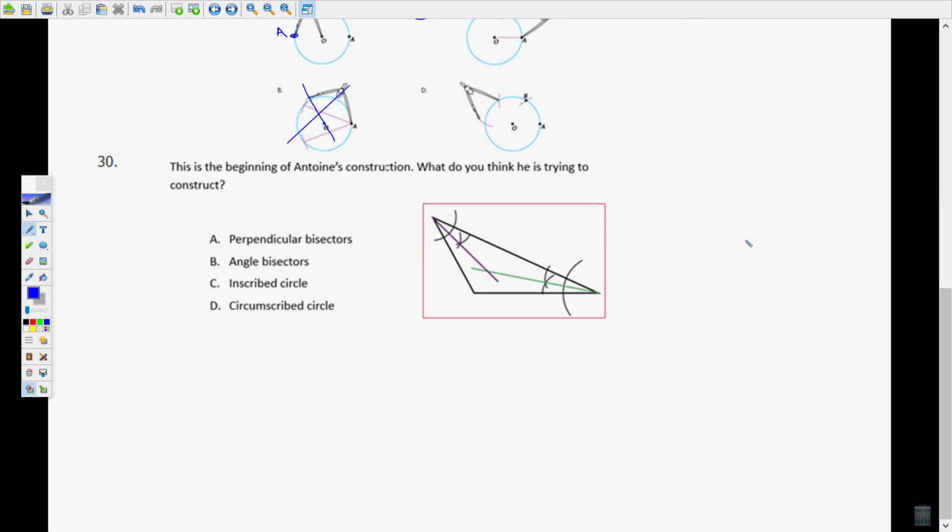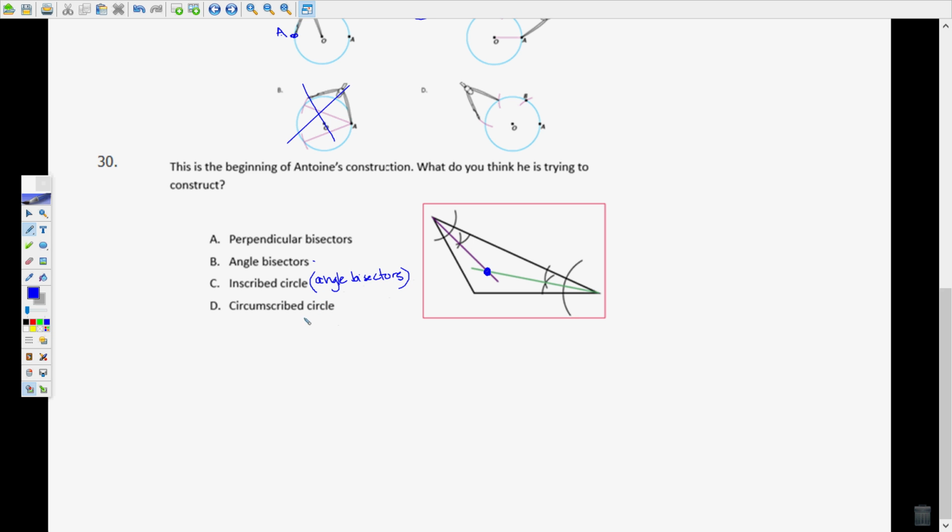This is the beginning of Antoine's construction. What do you think he is trying to construct? Well, he did construct angle bisectors, but because he's constructing these angle bisectors, it's asking what is the point of intersection, or the point of concurrency, of angle bisectors. And for angle bisectors, the point of concurrency is going to be an inscribed circle.